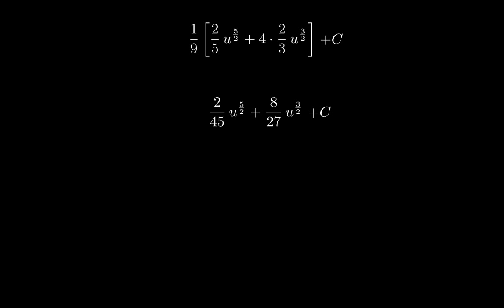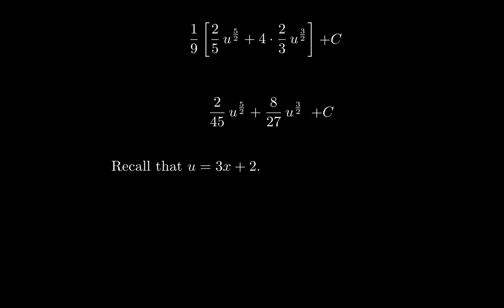So I'm going to distribute that 1/9 that you see over there, and so I get 2/45 u to the 5/2 plus, and I multiply the 4 and the 2/3 times the 1/9, and I get 8/27 u to the 3/2 plus C. So that's just the constant of integration that I have at the end.